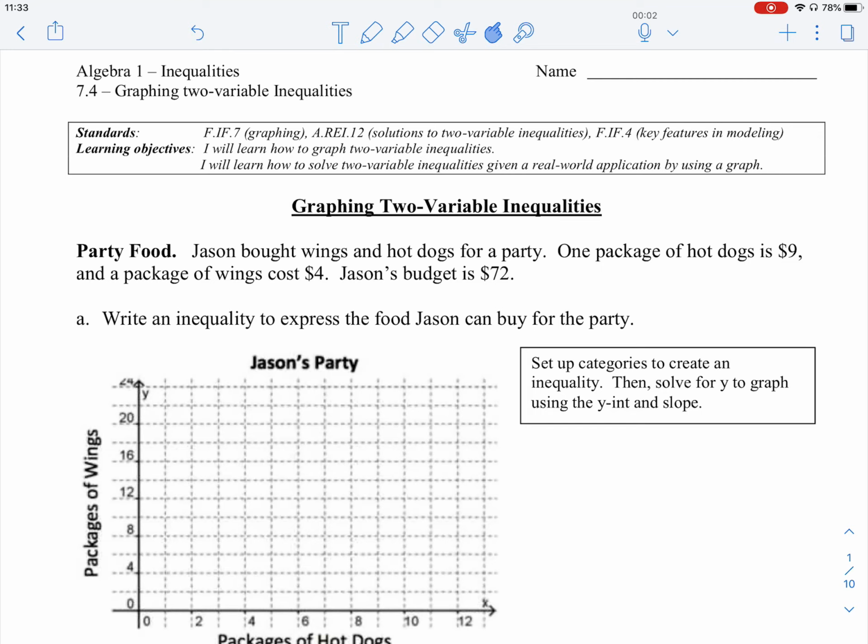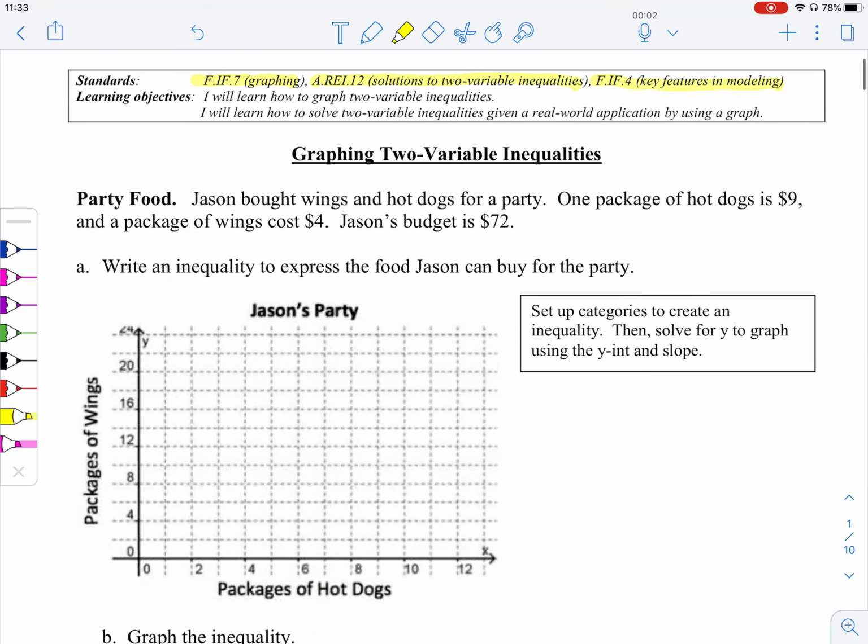So we're going to go over these problems right here. We have graphing inequalities, solutions to two variable inequalities, and the key features in modeling. Okay, so we learn how to graph two variable inequalities and then solve two variable inequalities given a real world application by using a graph.